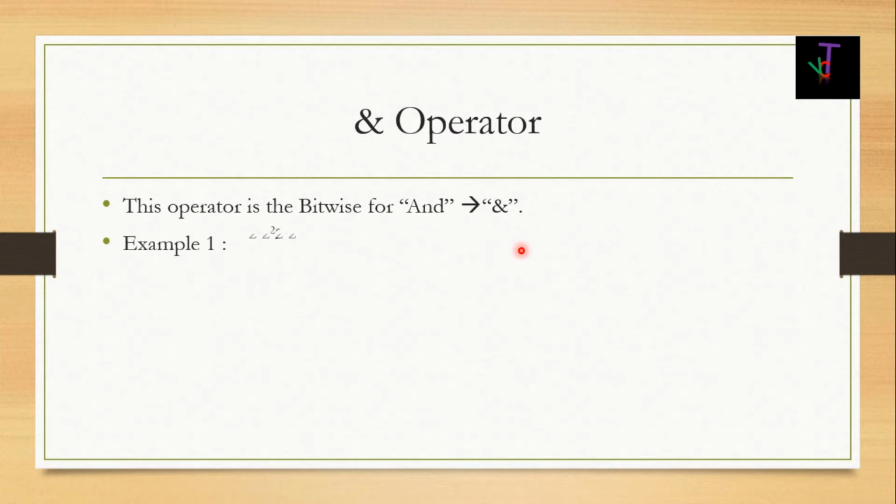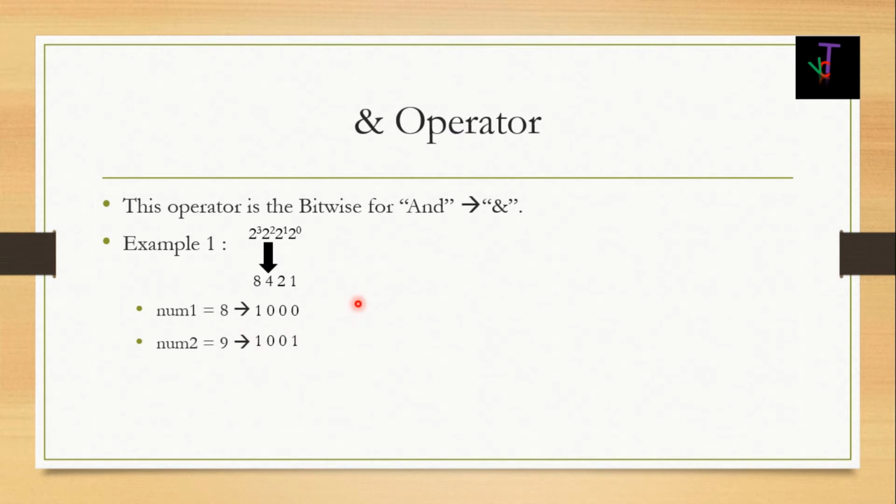So num1 equal to 8 and num2 equal to 9. So by what I showed you of number 10, number 8 will be 1 0 0 0 because all we need is 8, and 9 is 8 plus 1, so it will be 1 0 0 1.